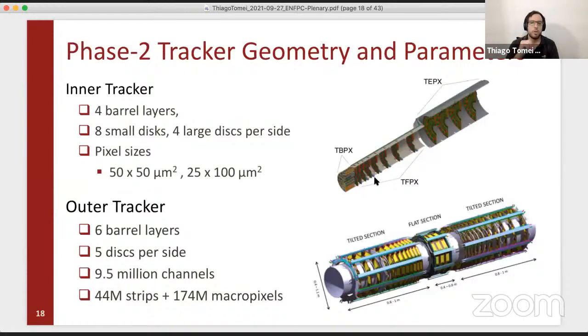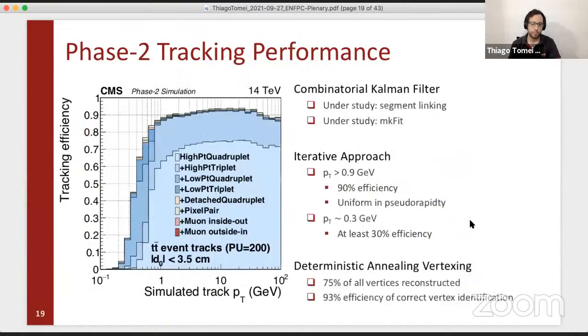Here are some of the geometry and parameters. Our inner tracker is going to again have 4 barrel layers, just like the phase 1 tracker, and 8 small disks plus 4 large disks per side with pixel sizes which are smaller than the ones that we have now. The outer tracker instead, we have 6 barrel layers, 5 disks per side, and in total we will have something like 50 million strips and 180 million macro pixels in the outer tracker. So a much higher granularity than what we have right now in our tracker.